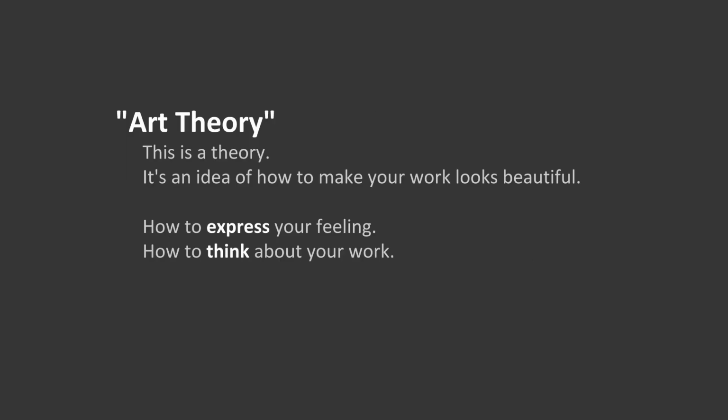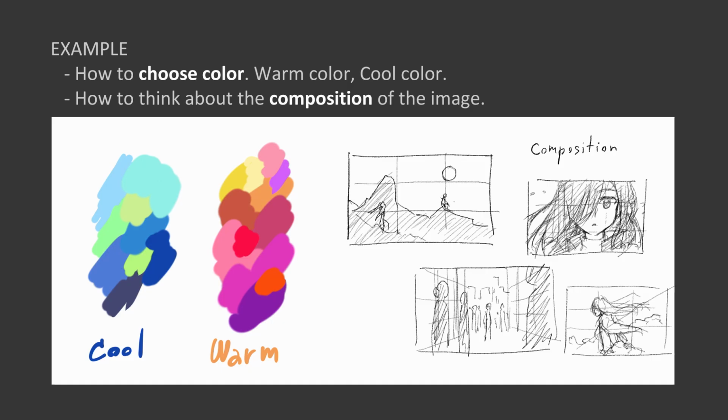Art theory. This is theory. It's an idea of how to make your work look beautiful, how to express your feeling, and how to think about your work. For example, how to choose color: warm color, cool color. How to think about the composition of the image.